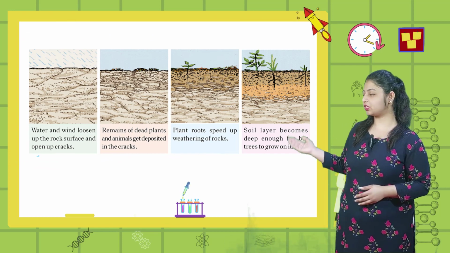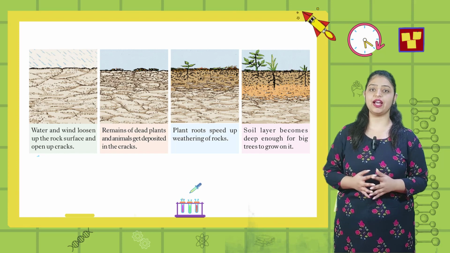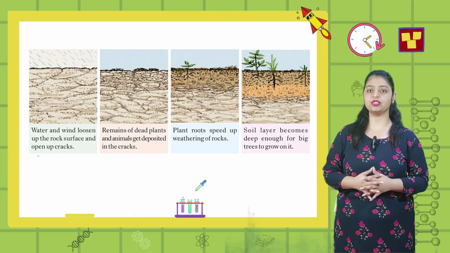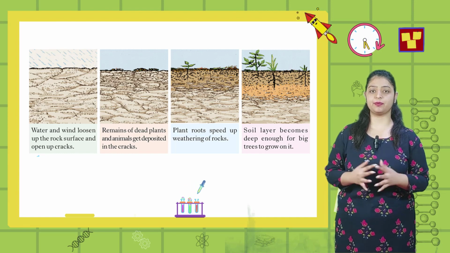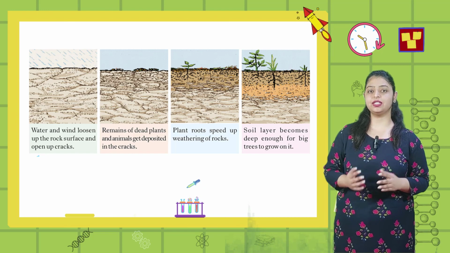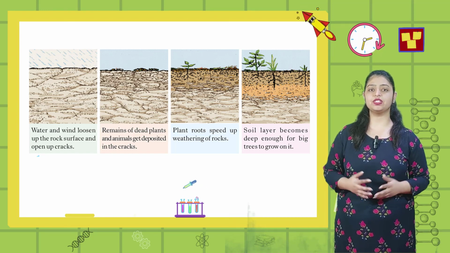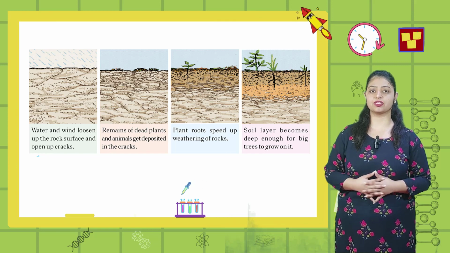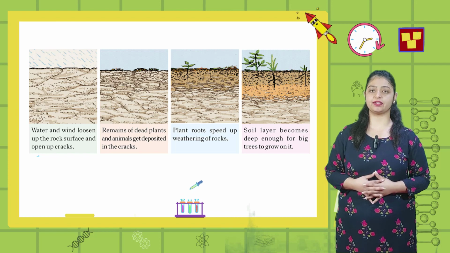You are shown all these things through pictures. For example, look at the first picture: water and wind loosen up the rock's surface and open up cracks. Next picture: remains of dead plants and animals get deposited in the cracks. Third picture: plant roots speed up weathering of rocks. Soil layer becomes deep enough for big trees to grow on it.